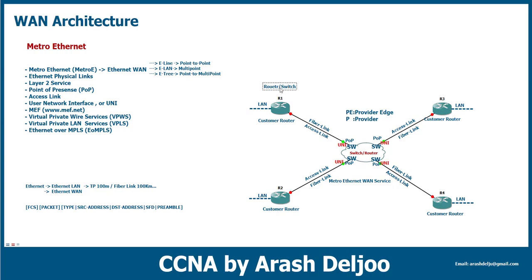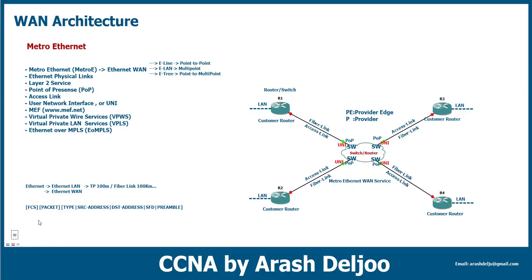This is a layer 2 service. Look at here. You know that with all types of Ethernet WAN, we are creating a layer 2 service, not a layer 3 service. What does it mean? Look at here.